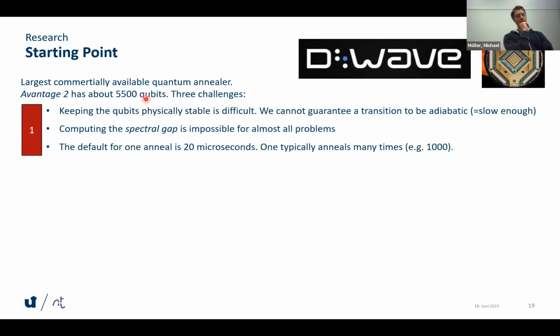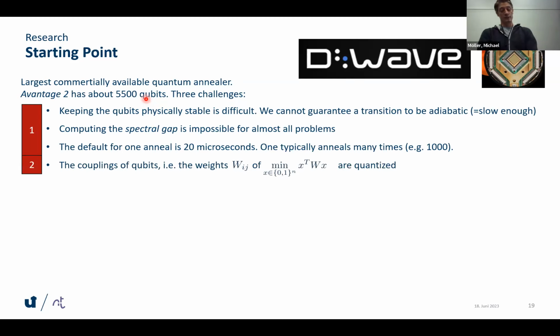And the third problem, or one way to at least deal with this, is that the default annealing time is quite short, 20 microseconds. And then one typically does this many times, like 1,000 times or so, and tries to get a statistic of which solutions you got, because this outer influence and noise is different every time you run it.